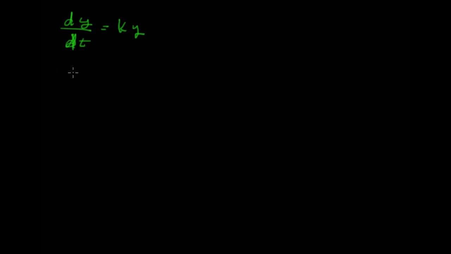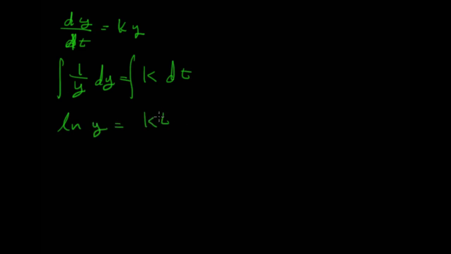So what we end up with here in number 6 is 1 over y dy is equal to k dt. We take the integral of both sides, gives me the natural log of y is equal to kt plus some constant. So y, oops, let's not go there yet.